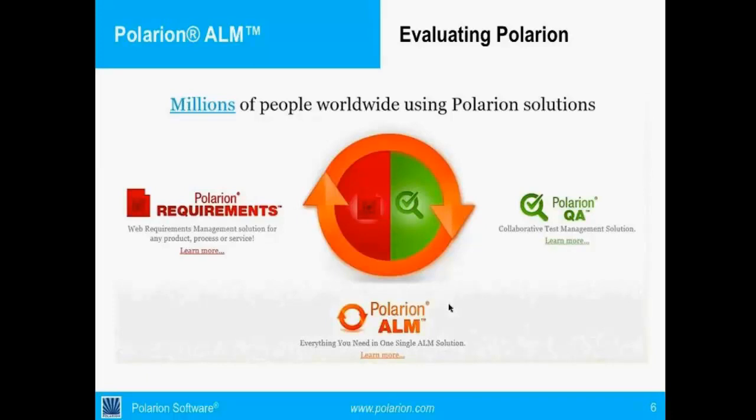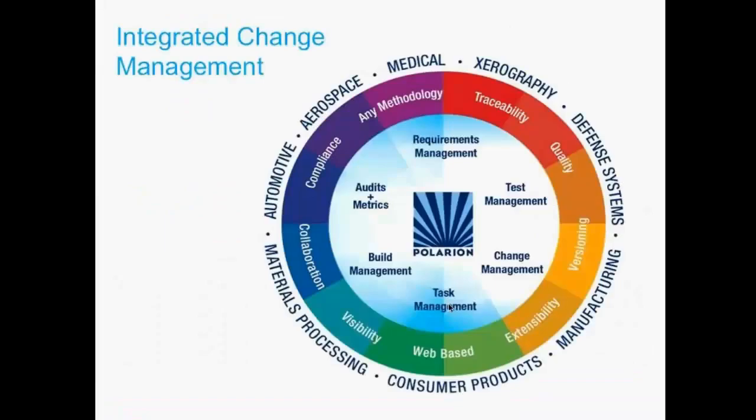And even though we talk about three different parts of the solution, these are really licensing levels. When you go to Polarian.com and download Polarian ALM, you'll be downloading everything that you need for Polarian Requirements or Polarian QA as well. This is a way for our customers to be able to economize the licenses that they purchase.